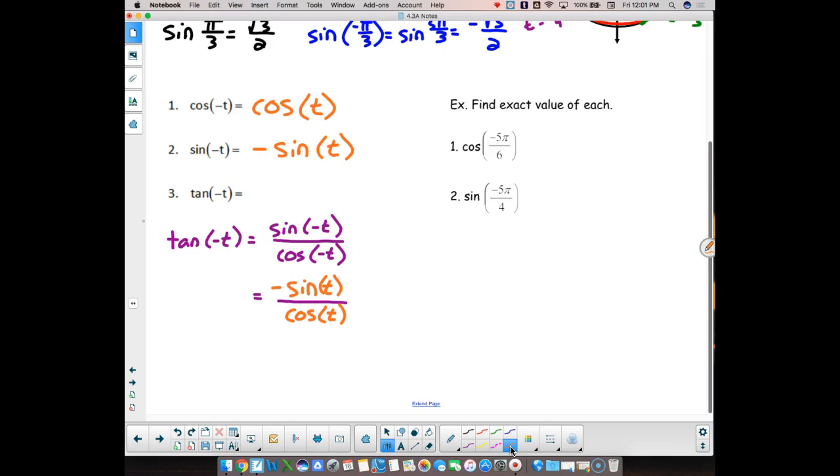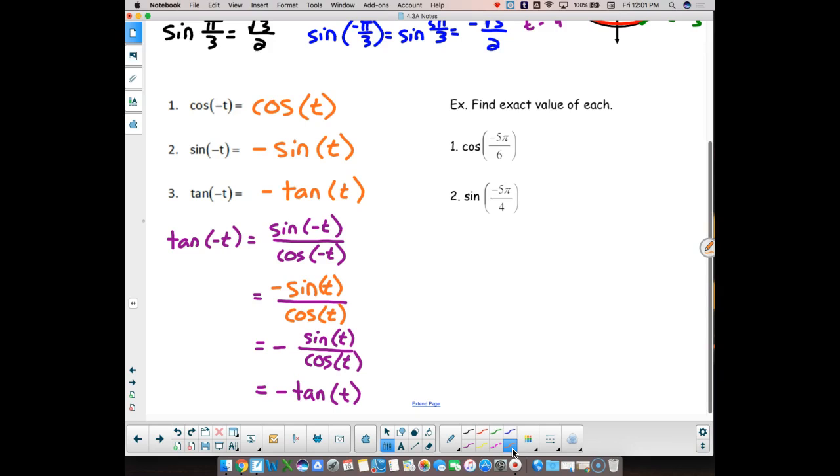With fractions, we can put that negative sign on top, we can put it on the bottom, or we can put it out in front, right? If I put that negative sign out in front, I get negative of the sine of t times the cosine of t. Well, sine divided by cosine is tangent, so this is negative tangent of t. So then this one would be negative tangent of t.